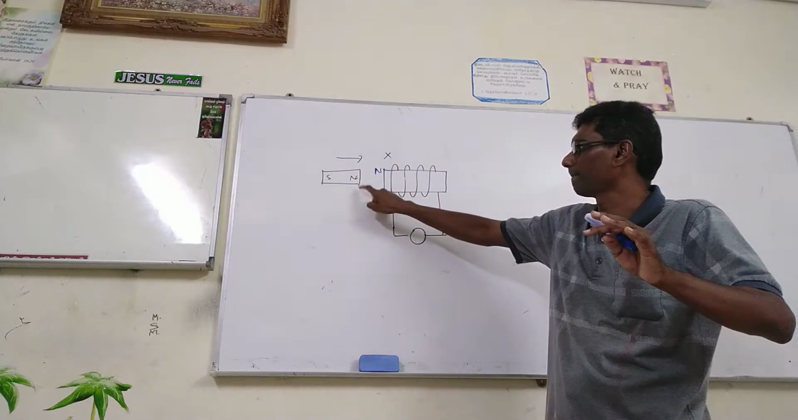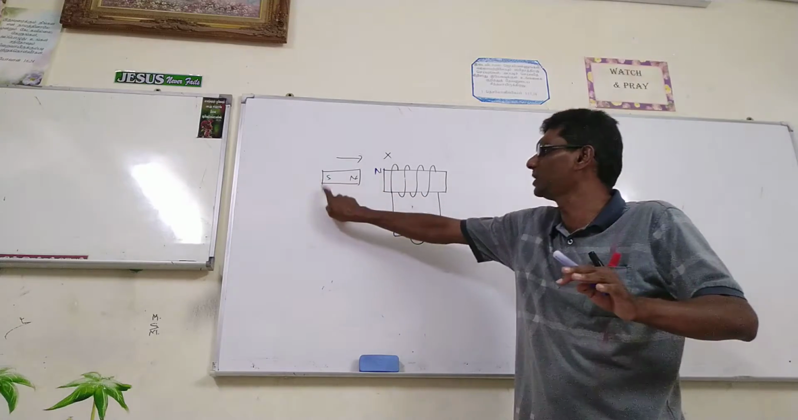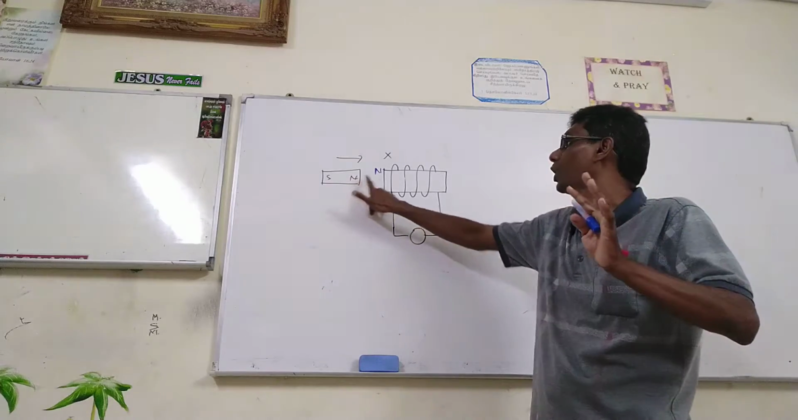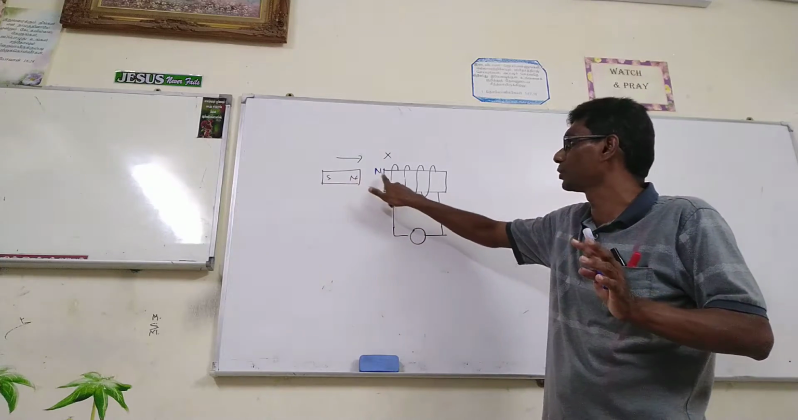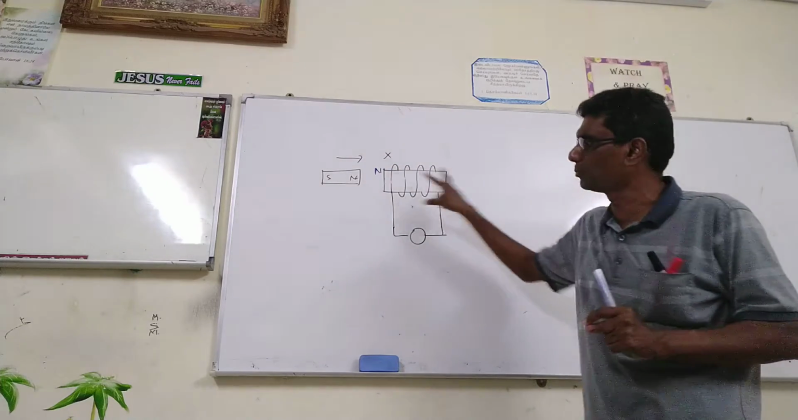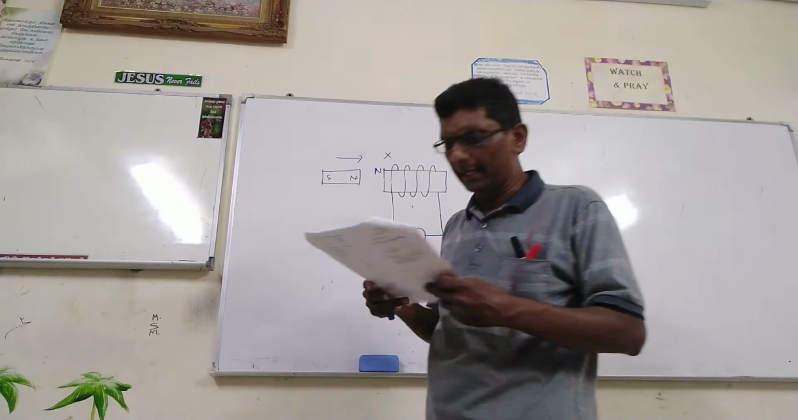What do you call it, the pole of the magnet facing the coil. Don't look at this pole or that pole, look at the pole facing the coil. So the coil end X must be a north pole, because we push in the magnet's north pole and it produces a north pole.